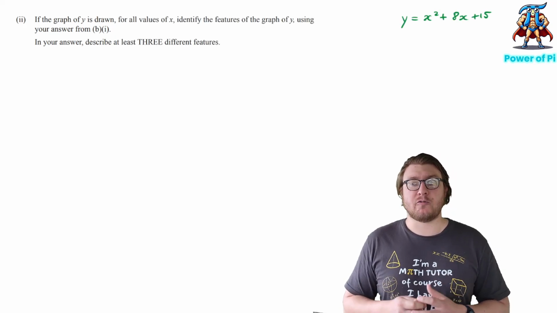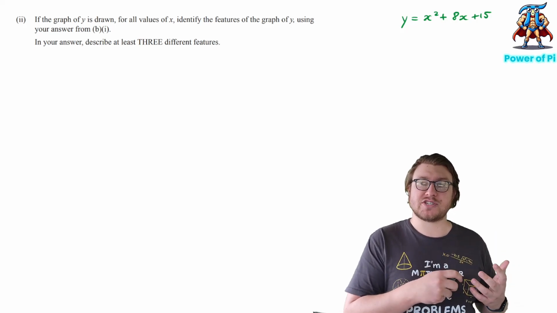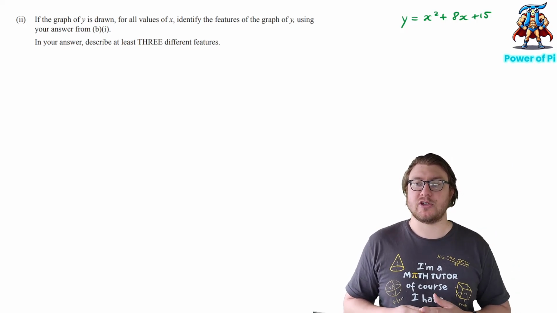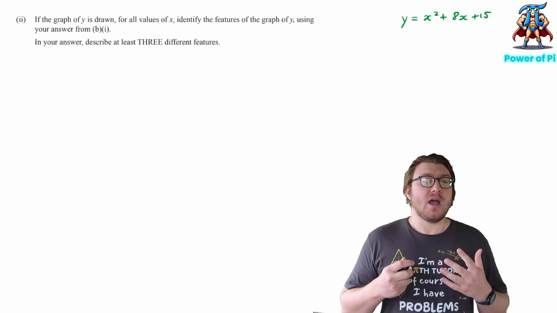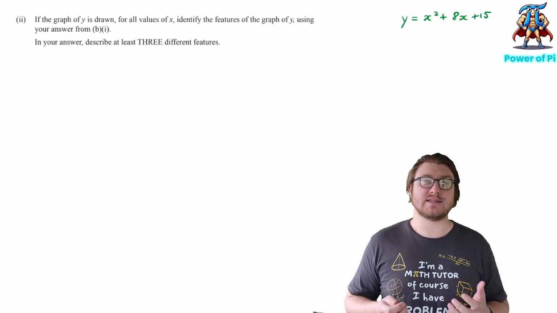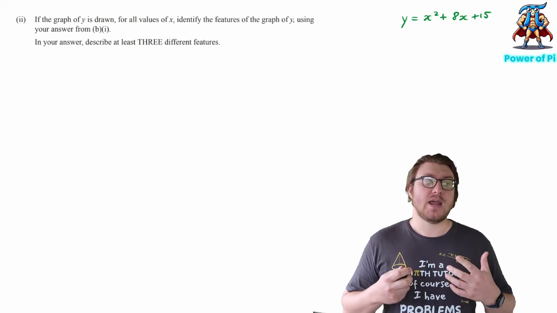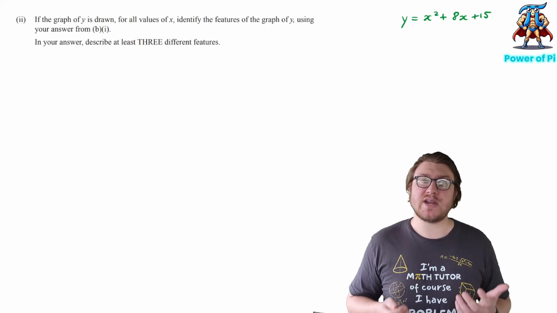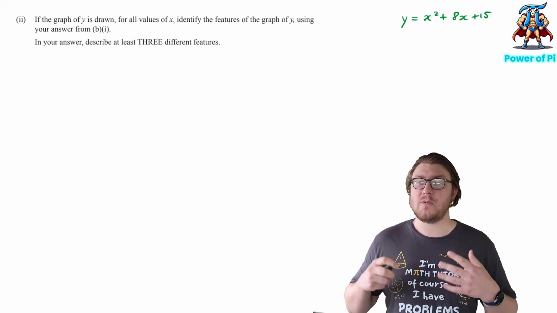If the graph of y is drawn, the one that we've just had, it will appear at the top for you. Identify all the features on the graph of y using your answer from BI. In your answer, describe at least 3 different features. Well, we need to have a look.